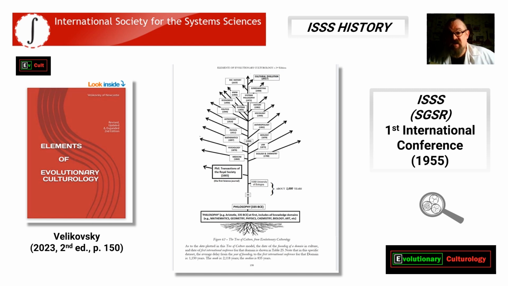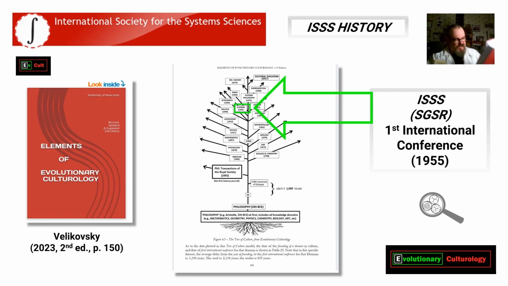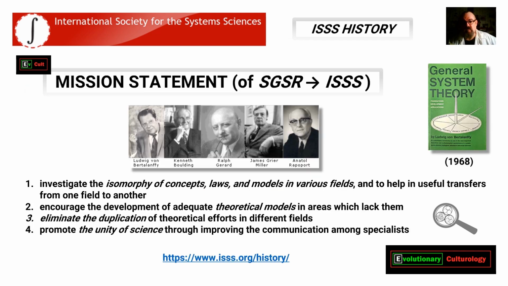And so some ISSS history, of course. The first conference was in the 50s for systems science. That's in the textbook Elements of Ev Cult on page 150, that tree of culture there showing the dates when the first international conference for each domain was held. Anyway, there's a bit of ISSS history. And of course the mission statement of the ISSS from von Bertalanffy's general systems theory back in 1968, or back in the 50s previously. Everyone's pretty much familiar with that.